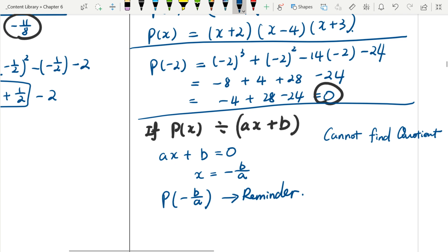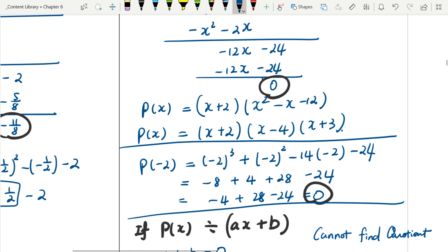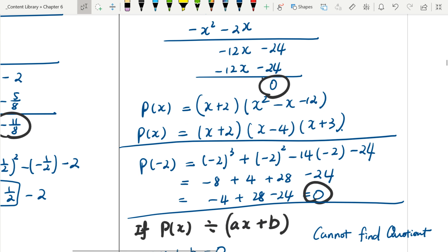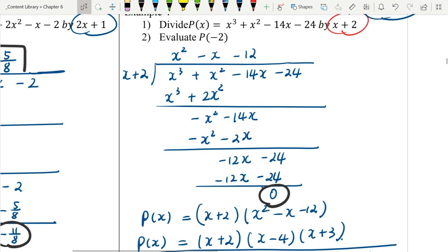You can't find the quotient. I can't see what p(x) equals. I can only see, when this is divided by that, what I have for the remainder, but I won't see the actual quotient. The advantage of long division is that even though it's long, in the end I can see what p(x) equals. p(x) equals the divisor times the quotient plus the remainder. I can see a better look at it. I can see the details in it.